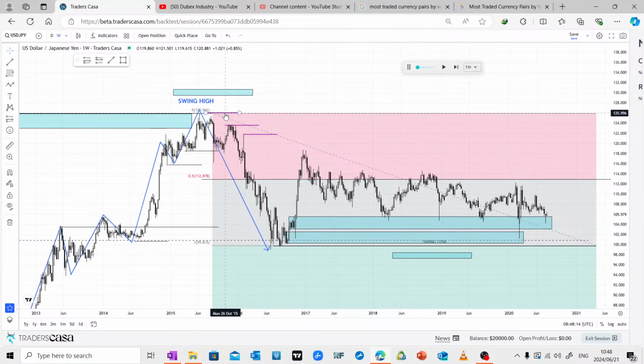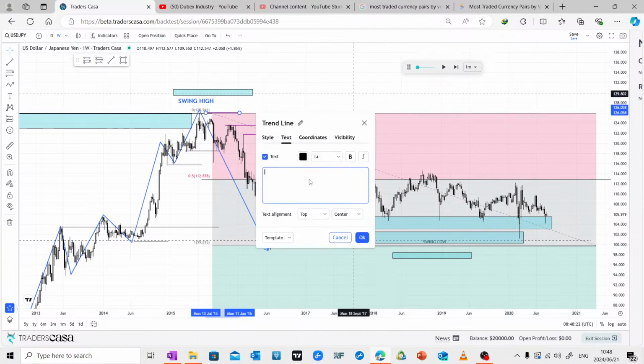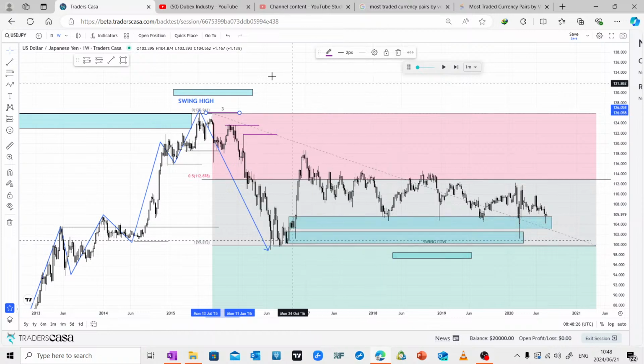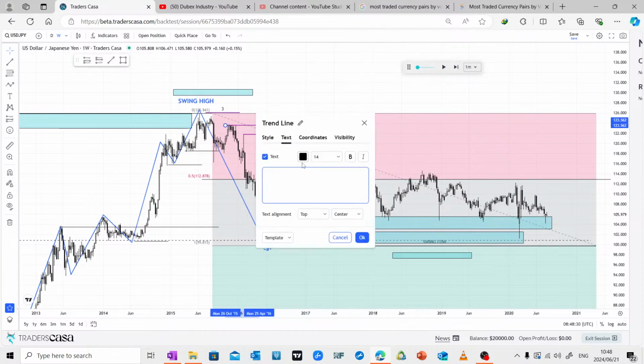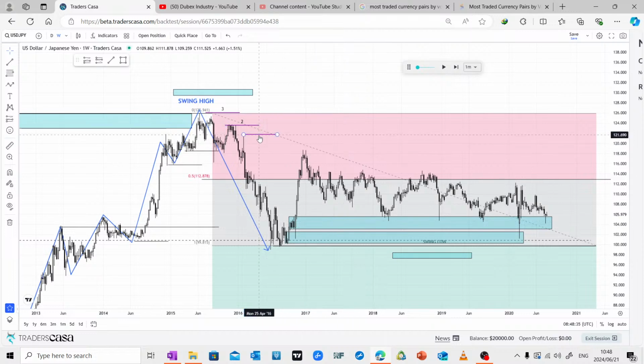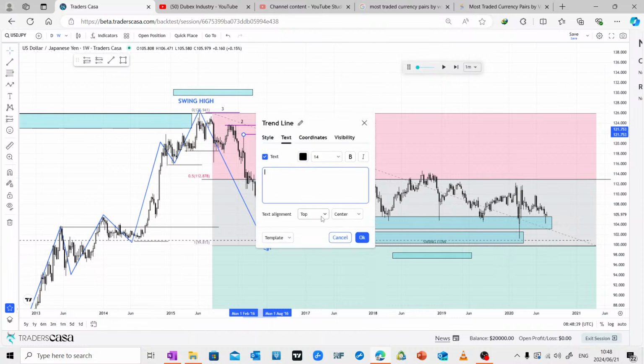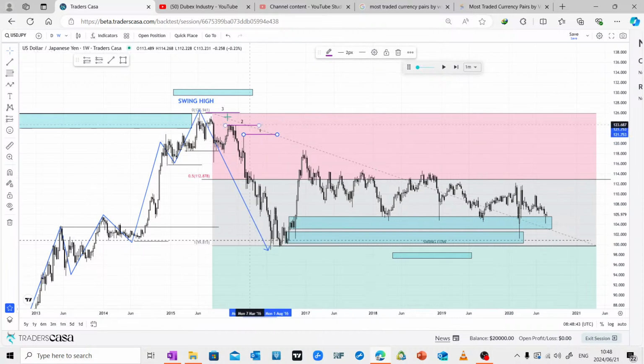We have 1, 2, 3, and though 1 and 2 are important, the third one is the most important, because it's the one that's going to indicate whether we're going to be rallying higher or lower. So what we have is these ones, and this is 2, and this is 1. Okay, so those are the buy sides that we have.